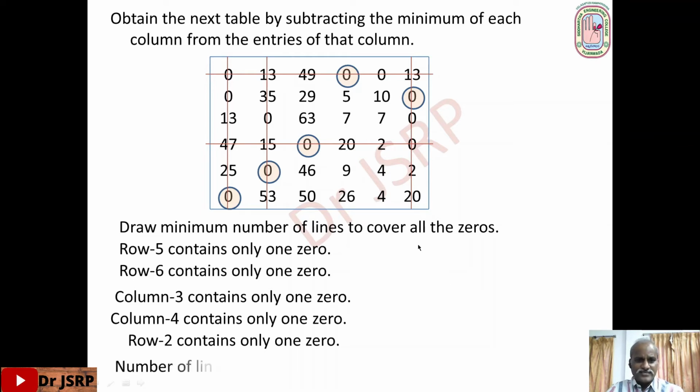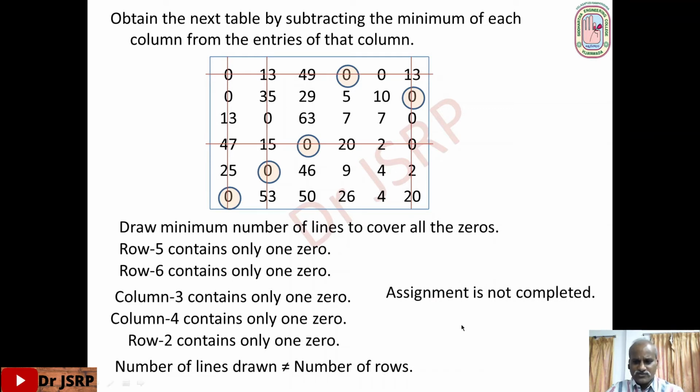So now verify the optimality condition. Number of lines drawn 2 plus 3, 5, but number of rows 6. So number of lines drawn is not equal to number of rows. So assignment is not completed. So we have to improve the solution.